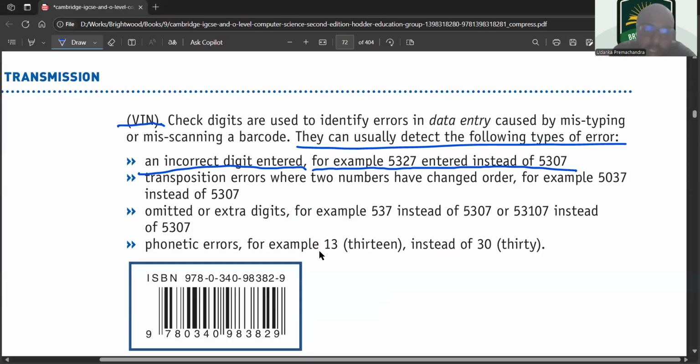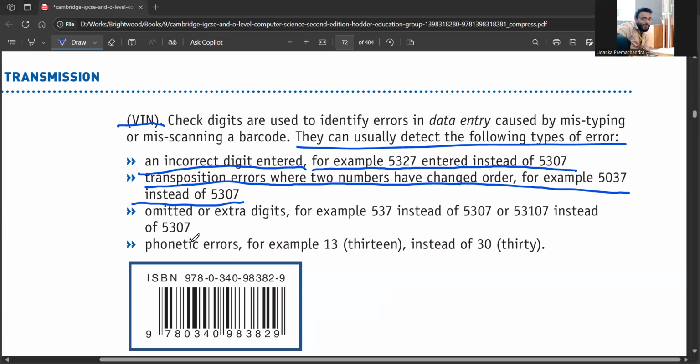And it can be a transposition error, where two numbers have changed order. For example, 5037 written instead of 5307. It can be analyzed like this. There can also be an omitted or extra digit. Sometimes some numbers are missed, for example 537 instead of 5307, or 53107 instead of 5307. So they can analyze the errors in numbers.